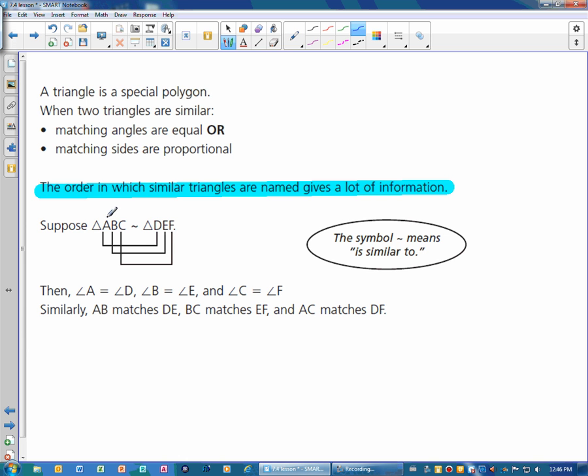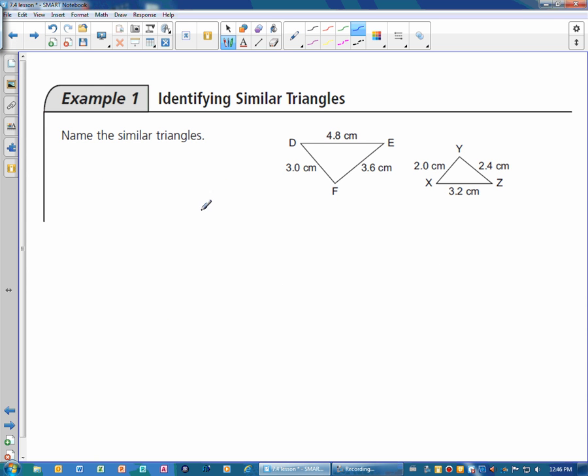And then remember too that we could say side AB matches up with DE. We could say side BC matches up with EF, and AC with DF. So the order is important. Okay, so let's use that knowledge to name the similar triangles. I talked about in class that when they're sitting nice to each other all in the same orientation, it's really easy to see. This example isn't so easy to see because this one is pointing down and this one's pointing up. So the strategy that I use is I actually orient them so that they're exactly the same.